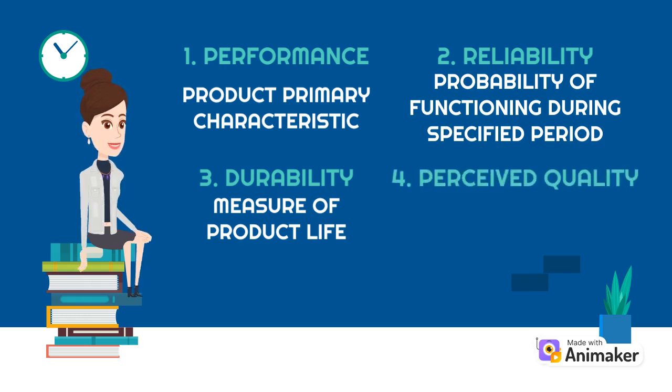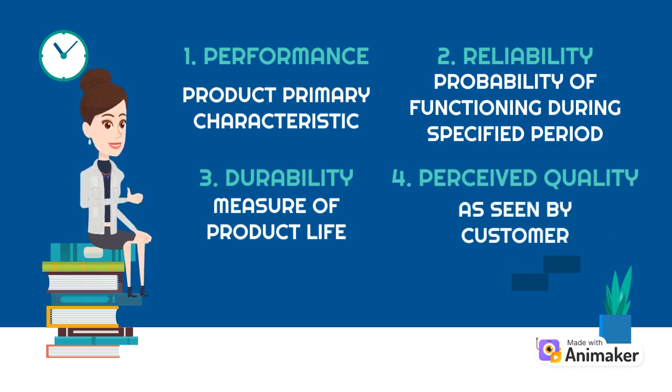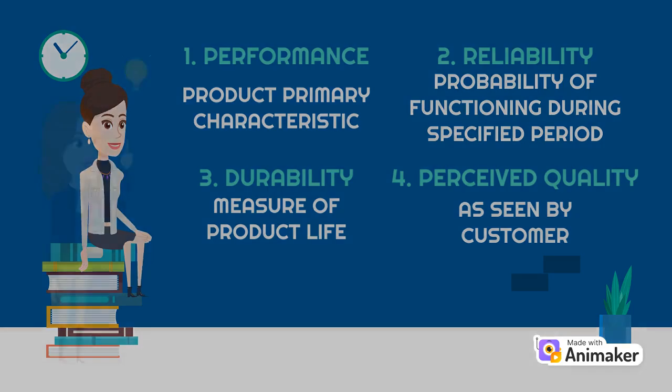Other than that is perceived quality. Perceived quality usually is seen by the customer. We all know that everyone has different tastes in products. For example, an individual thinks Panasonic has good quality. It is because while using the product, the individual has had a good experience with it. So, the individual will consider the product to have the best quality.